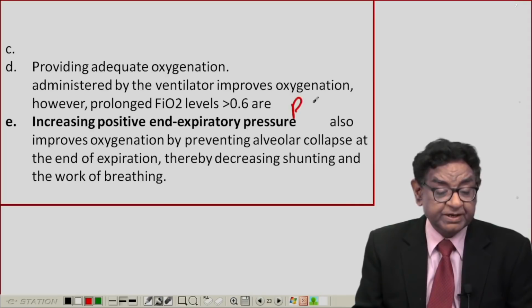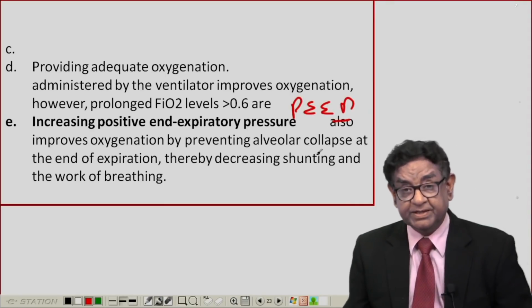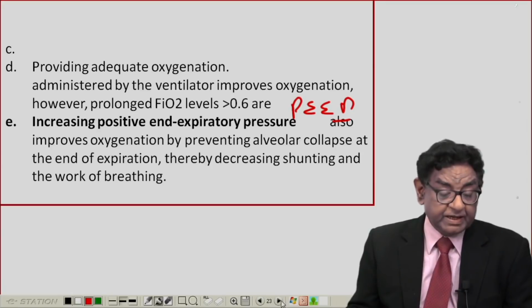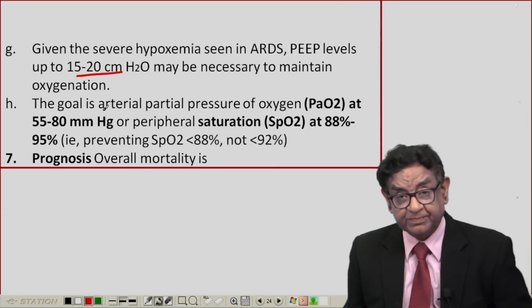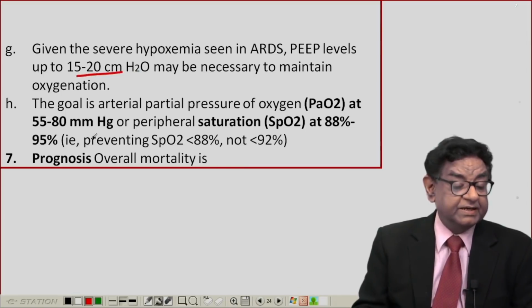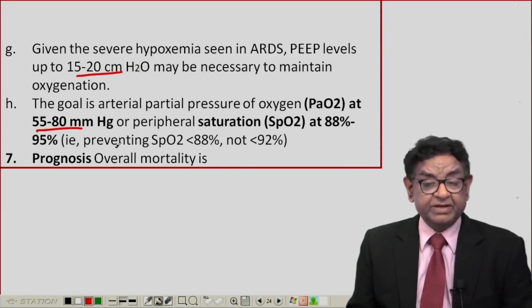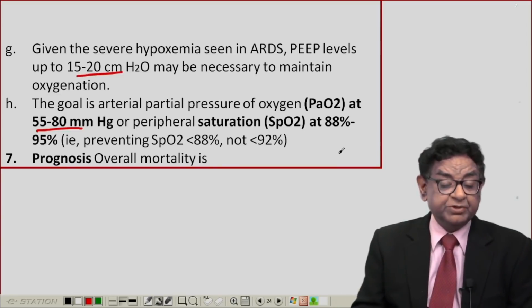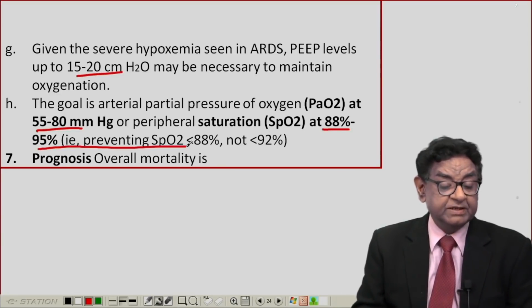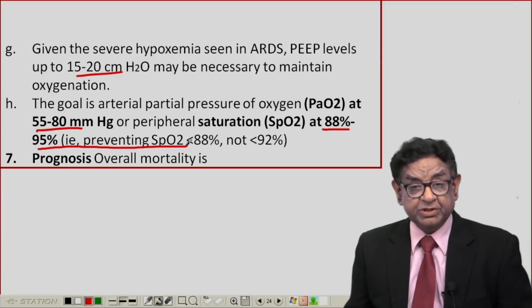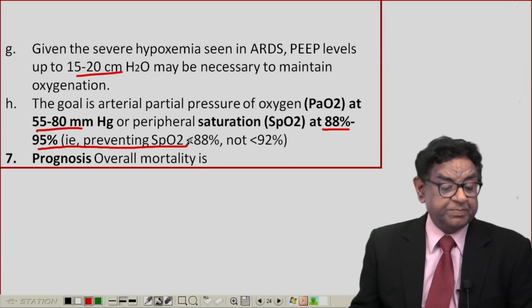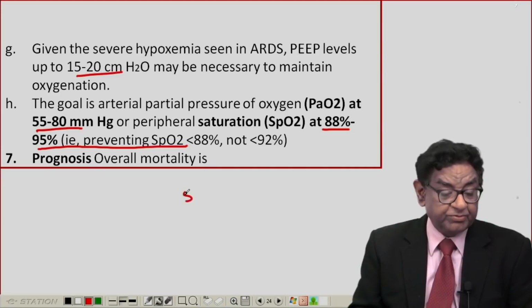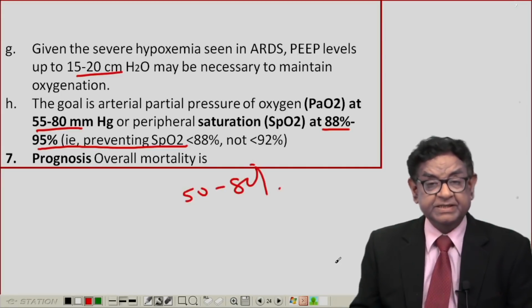Most of the things I discussed during the basic concept. That's why it is much easier to discuss now. So what is our ultimate aim? We want the PEEP to be kept at 15 to 20 centimeters of water. And we want the oxygen pressure to be somewhere in the range of 55 to 80, and saturation should be around 88 to 95%. Okay, we want saturation to be at least more than 88%. And overall mortality is about 50 to 80%.